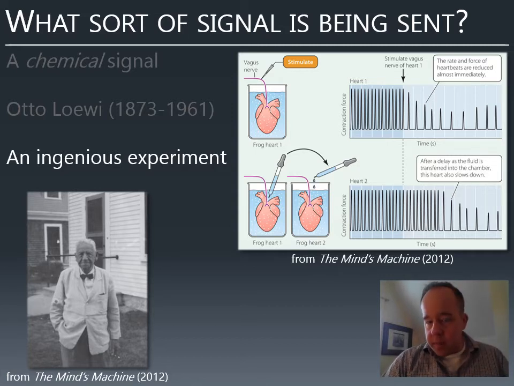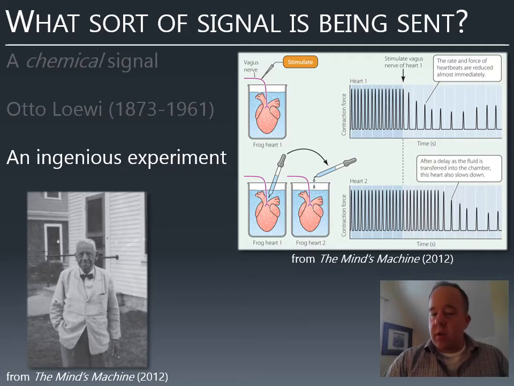He took a frog heart, still connected to the neuron that makes it beat. And he stimulated that neuron with an electrode, and the heartbeat slowed down. Okay, well, that could have been either electrical or chemical. Stimulating the neuron could have sent an electrical or chemical signal to the heart.